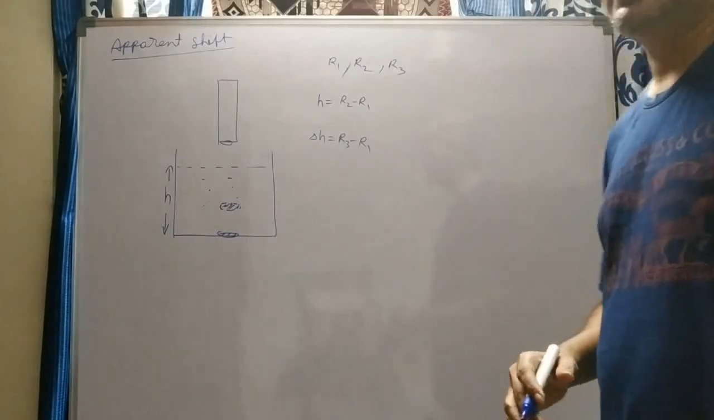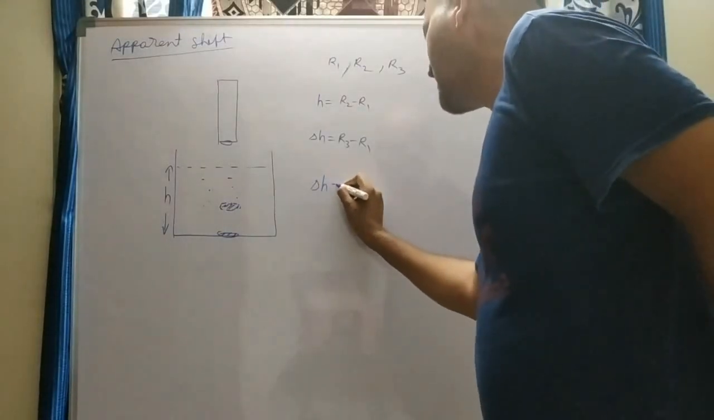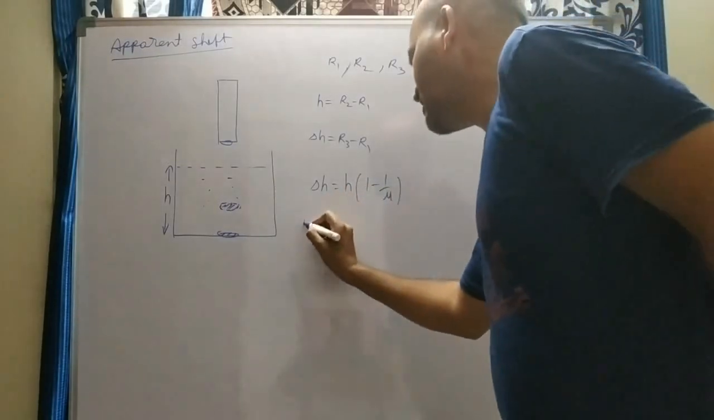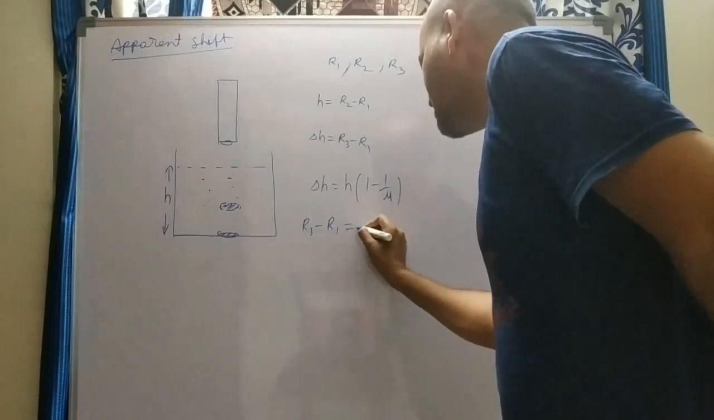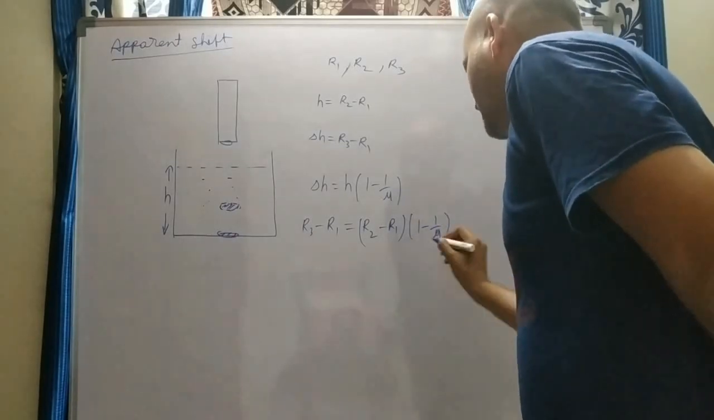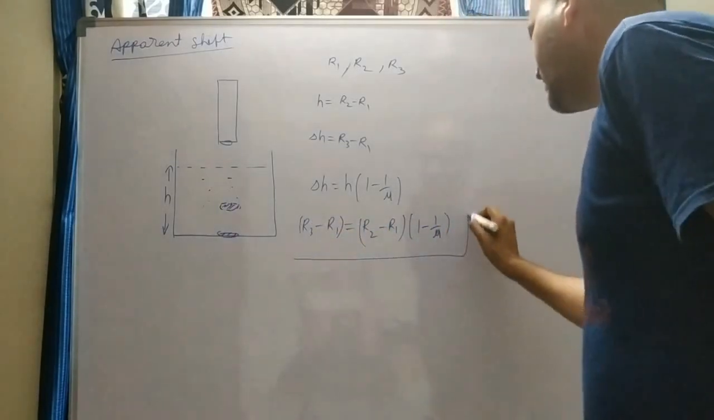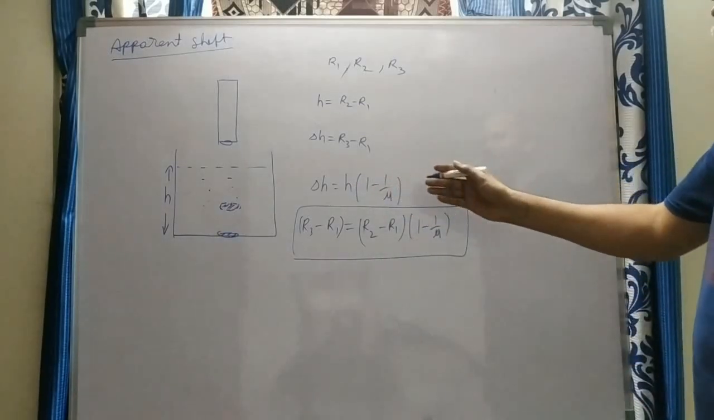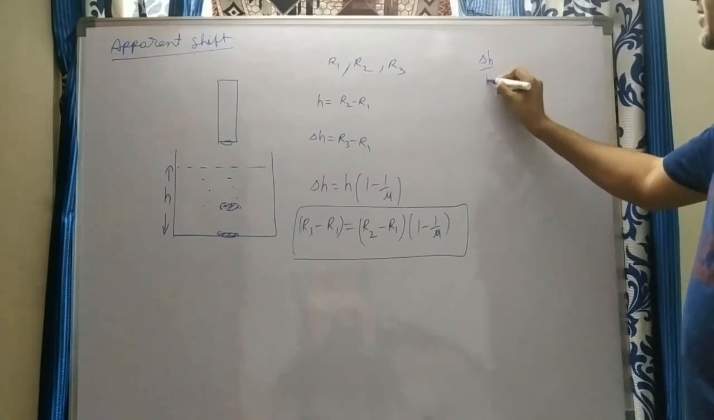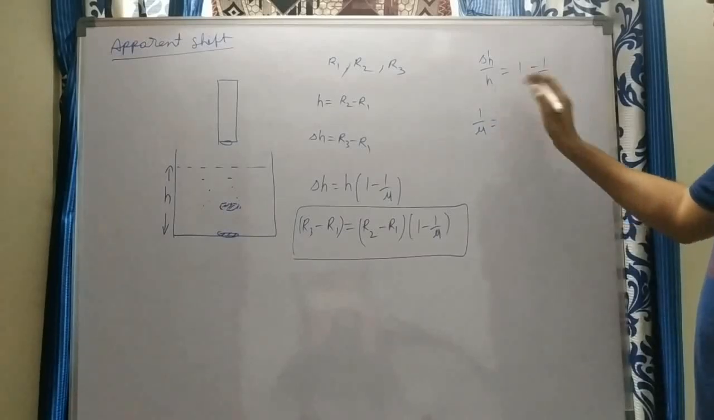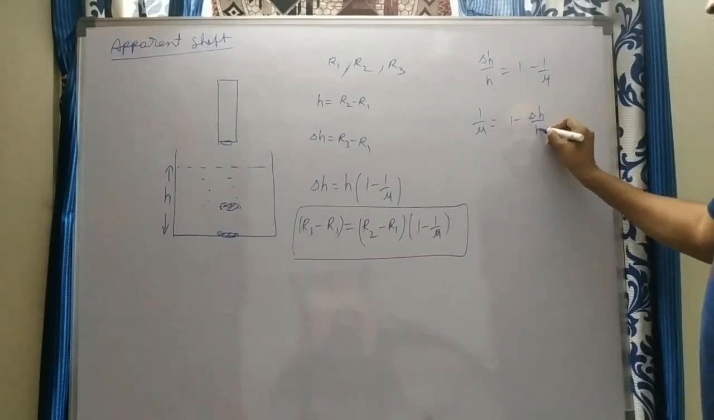We know the relation between delta H and H, of course as we used with t and delta t. So delta H is equal to H into 1 minus 1 by mu. Those readings we know, that is R3 minus R1 is equal to R2 minus R1 into 1 minus 1 by mu. With the help of this, we can calculate the refractive index if we know those three readings. Otherwise, if you know H and delta H, from this delta H by H is equal to 1 minus 1 by mu. Sending this to the other side, 1 by mu is equal to 1 minus delta H by H.